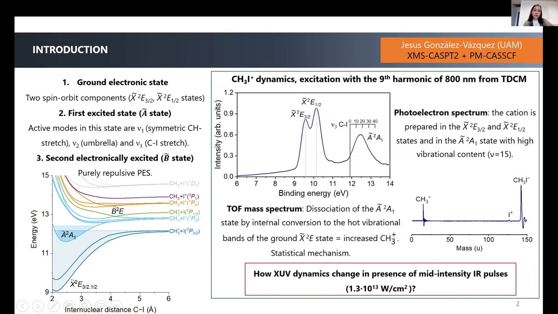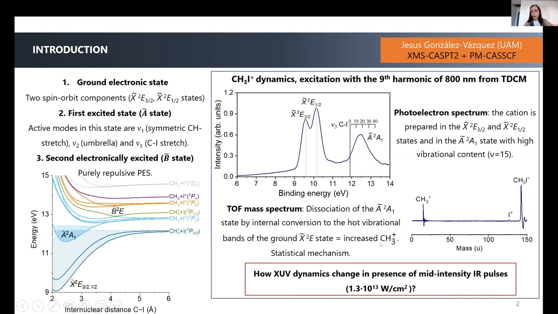Then the time-of-flight mass spectrum reveals a major signal for methyl plus, so that, according to the diagram that I presented earlier, basically the first excited state is dissociating through the ground state by means of internal conversion, leading to the generation of methyl plus. And this occurs by means of a statistical mechanism.